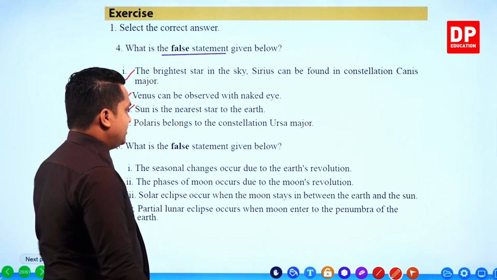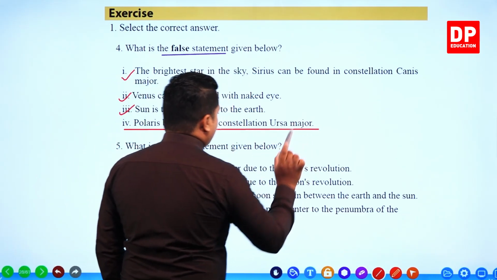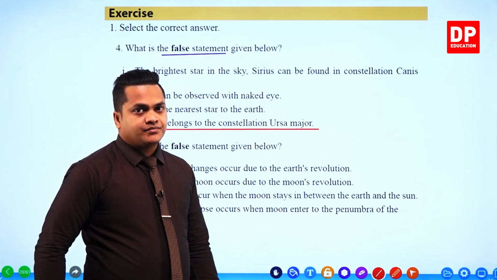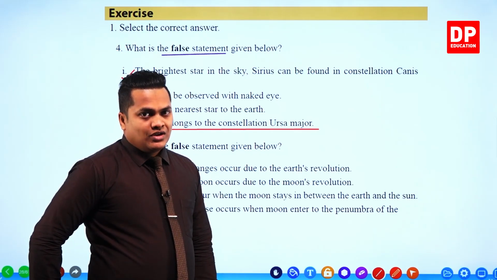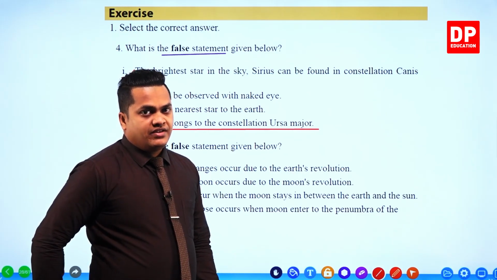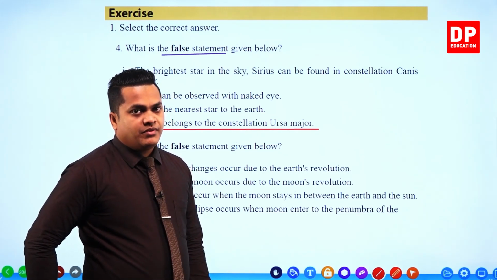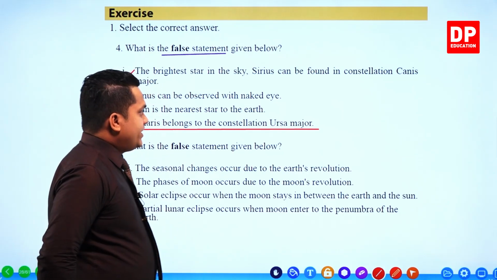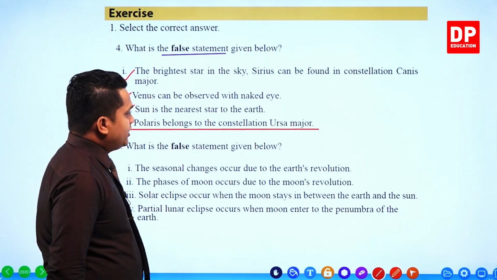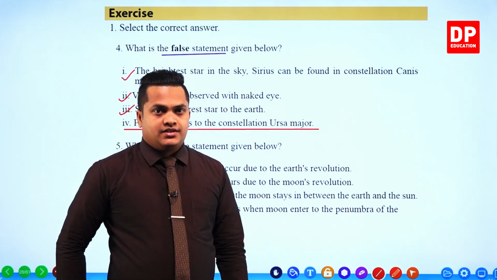What is that? Absolutely the fourth one, right? The fourth one should be the answer, because Polaris is not going to belong to Ursa Major. It belongs to Ursa Minor. In the previous question also we discussed that it belongs to Ursa Minor. So my dear children, the incorrect answer would be the fourth answer. Right? Polaris belongs to the constellation Ursa Major is the incorrect answer.